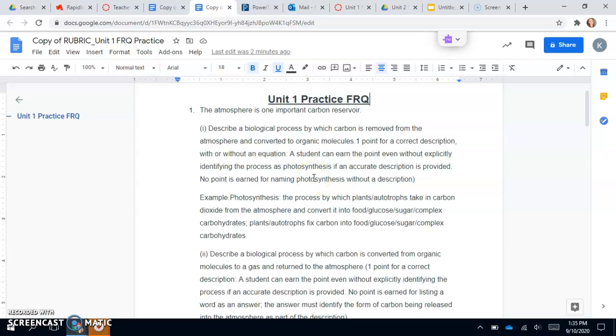So today you should have completed your Unit 1 Practice FRQ. It was just a discussion post. If you were confused, you had the FRQ prompt, and you were supposed to answer the prompt and then post your reply in the discussion board. And when you posted it, my reply came up with the link to your rubric, which is right here.